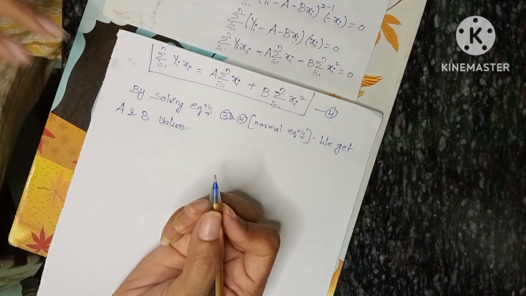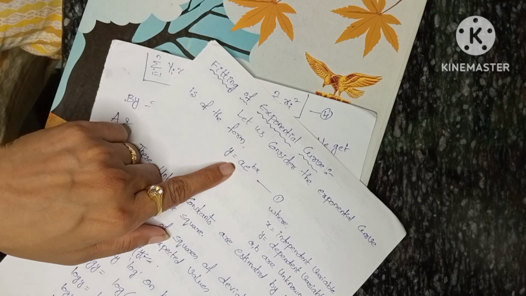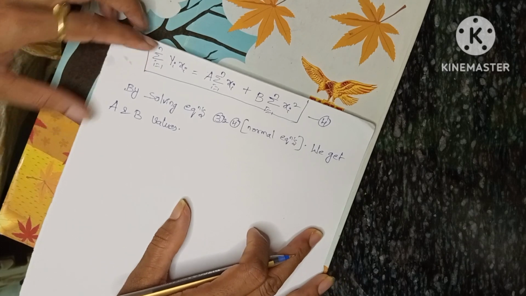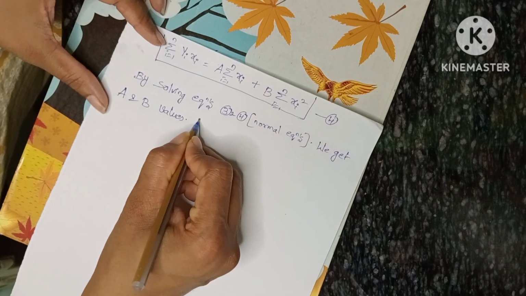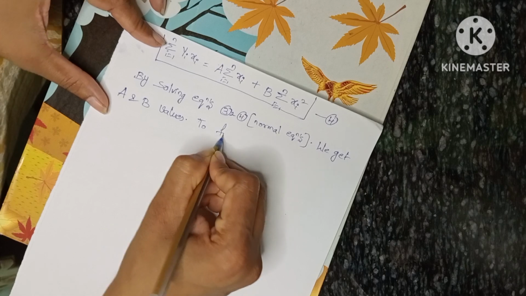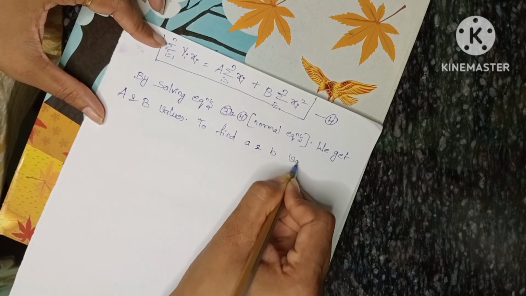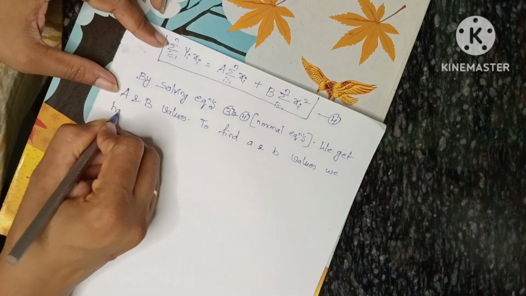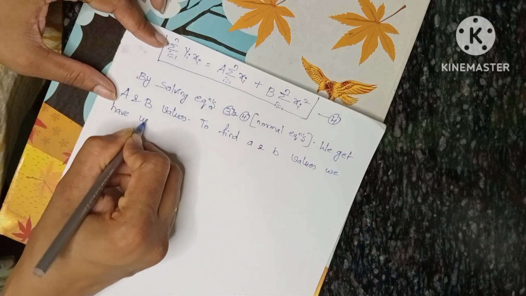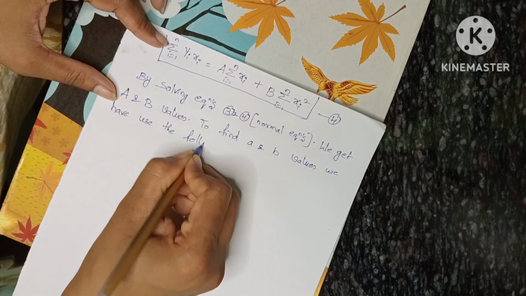But to substitute in the equation we need small a and small b. So to find small a and small b values, we have to use the following relations.